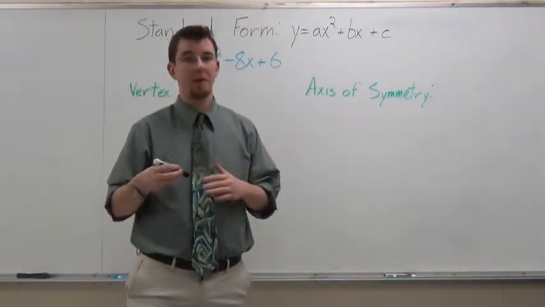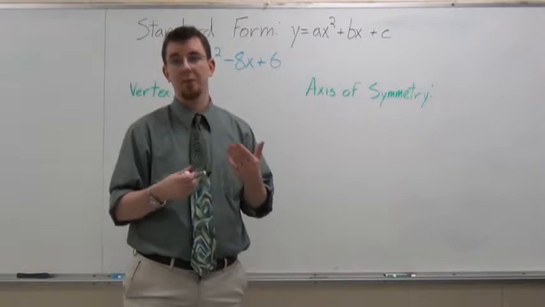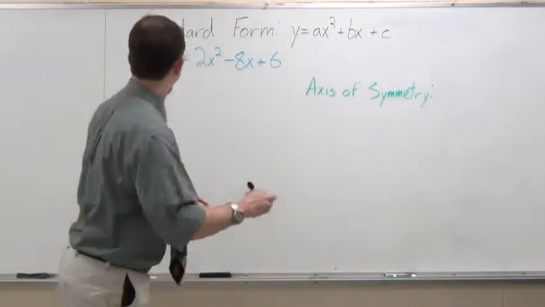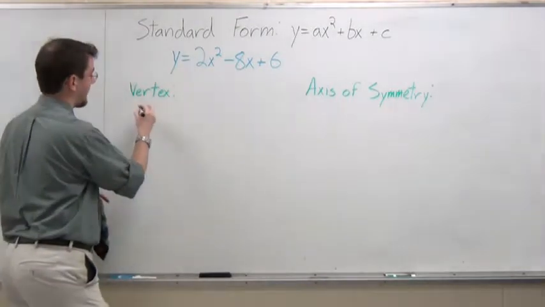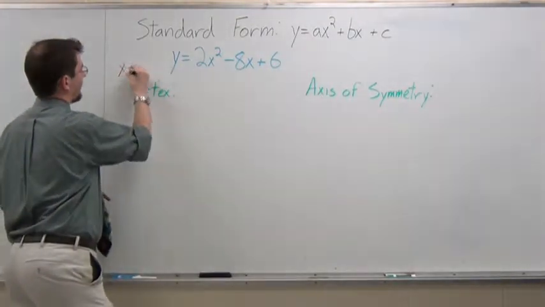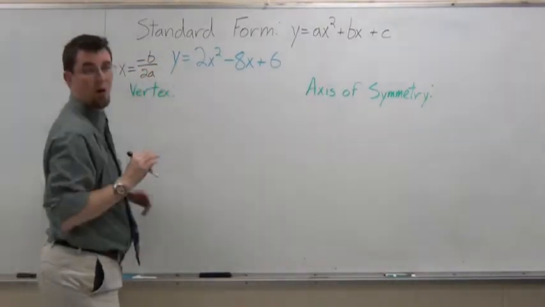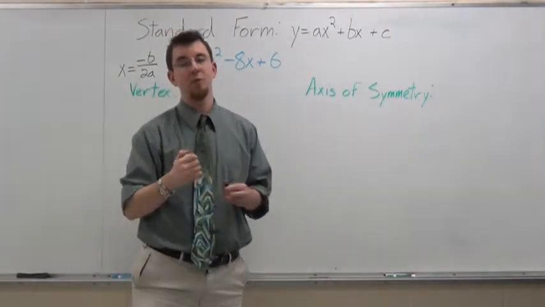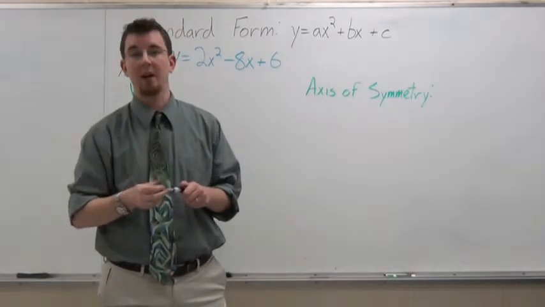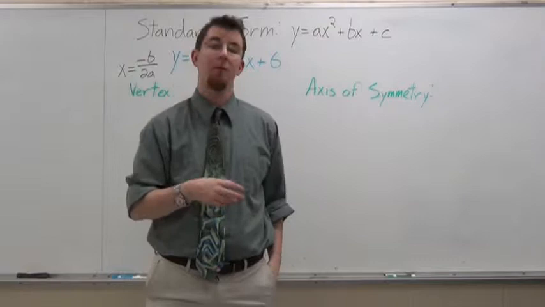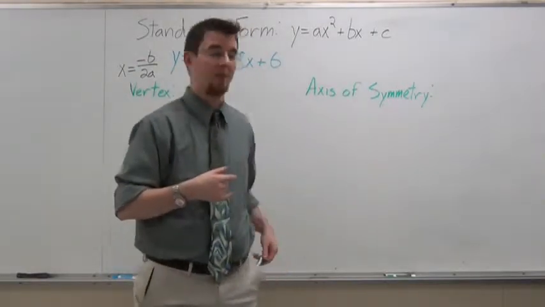There's one formula you really just have to memorize, and that's in order to get the vertex. And so in order to get the vertex, we're going to use this formula, x equals negative b over 2a. And that's something that you really just have to memorize. That's how we're going to get the x-coordinate of the vertex from a standard form equation.